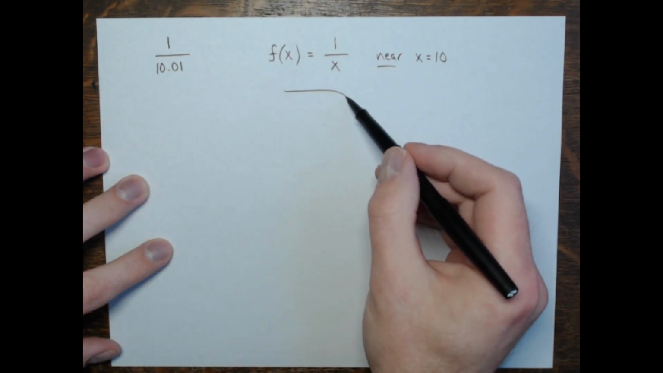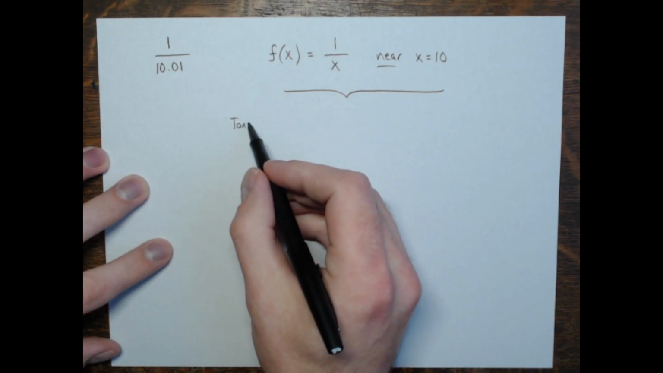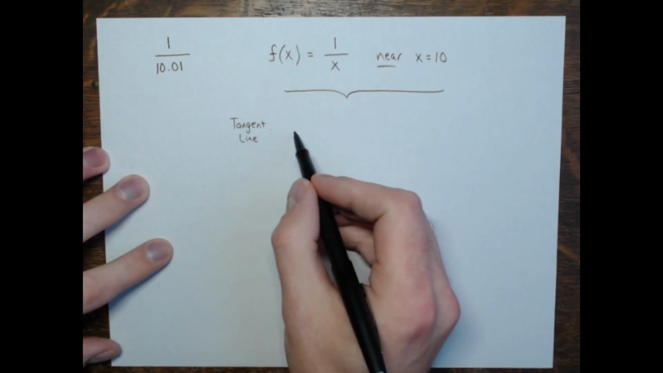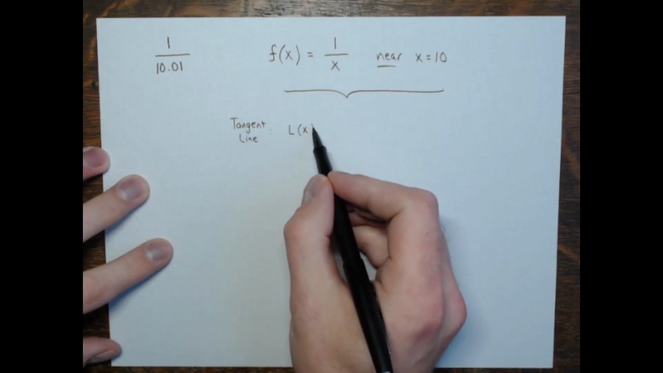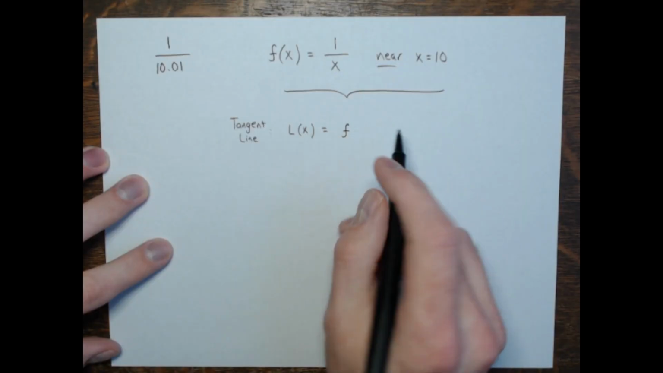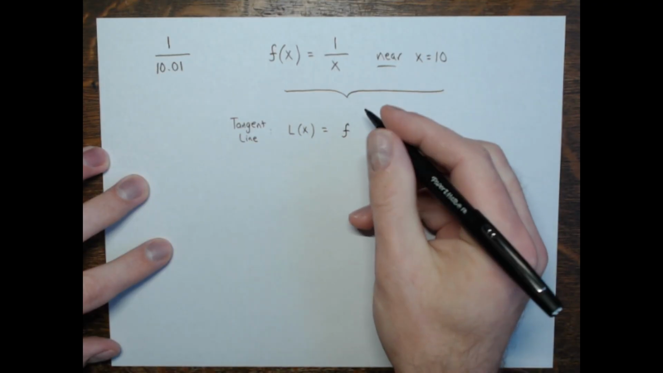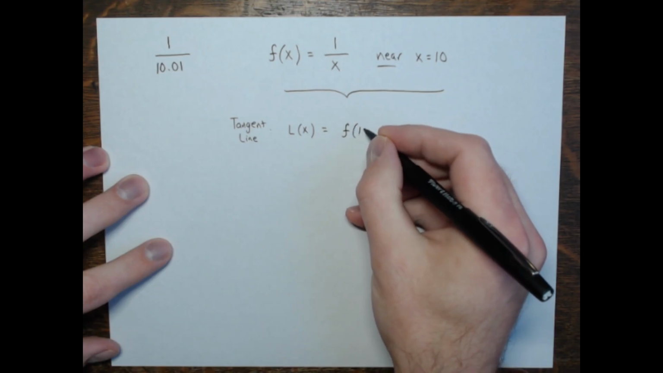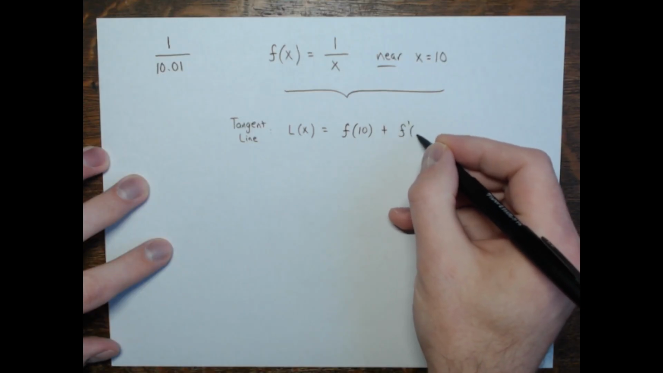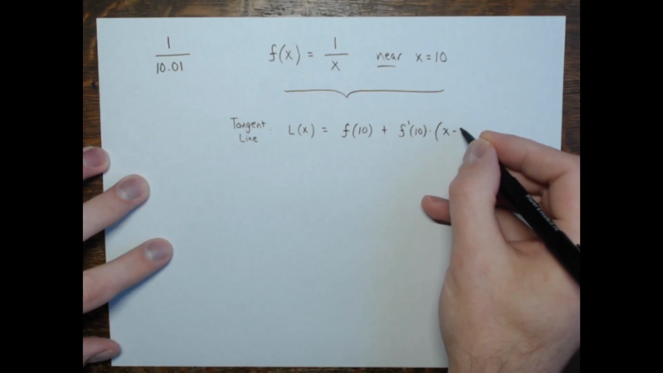So what I want to find now is the tangent line, this linear approximation, L of x. So again, just like all the others, I want L of x, the output for the tangent line at x equals 10, to be the value of the function at 10 plus the value of the derivative, f prime at 10, times the quantity x minus 10.